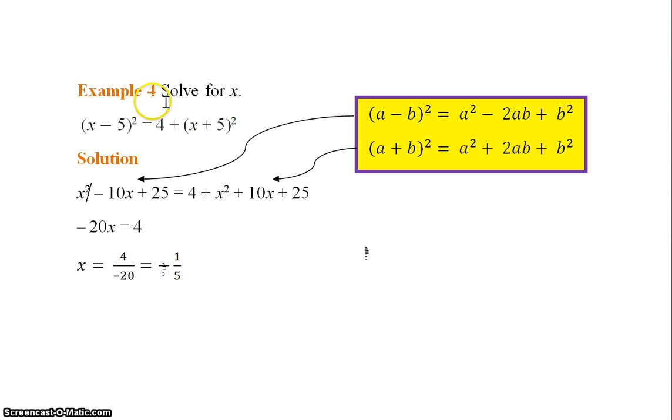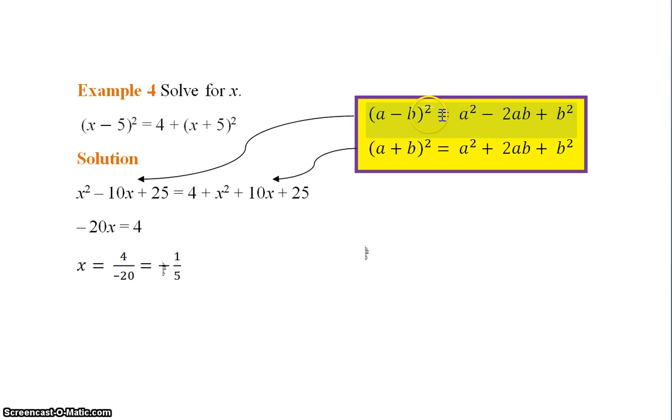Example 4. Solve for x. (x - 5) squared equals 4 plus (x + 5) squared. It looks like the equation is quadratic because it contains squares, but we will see that it easily reduces to a linear equation. In order to simplify this equation, we must apply the following formulas.